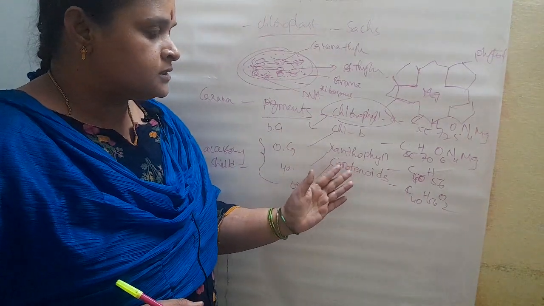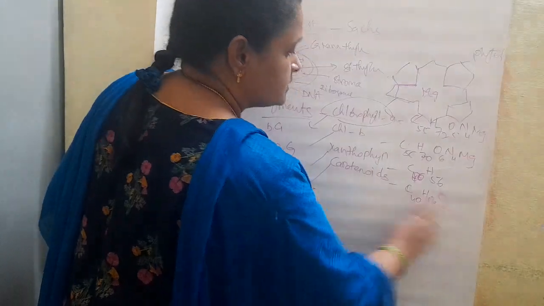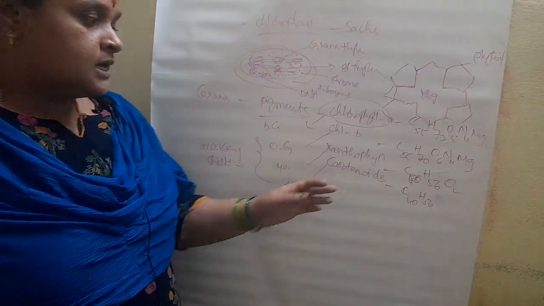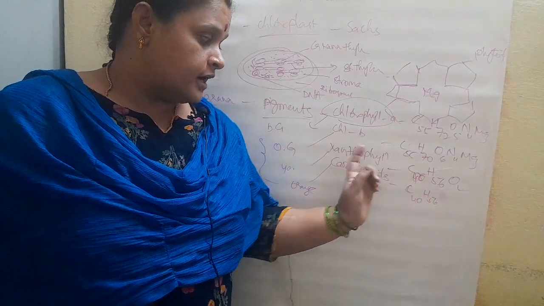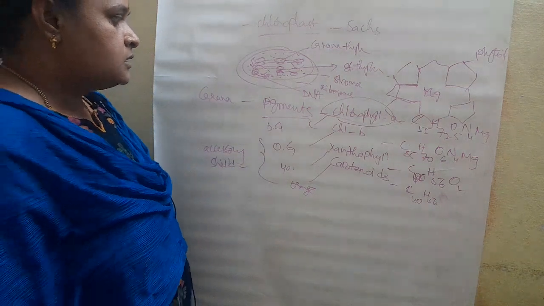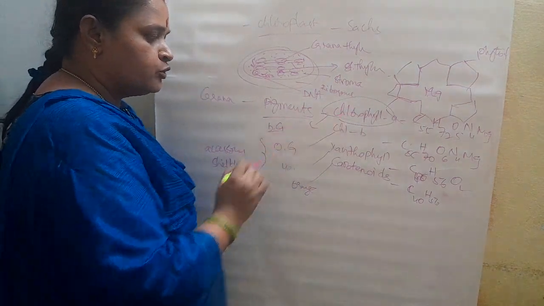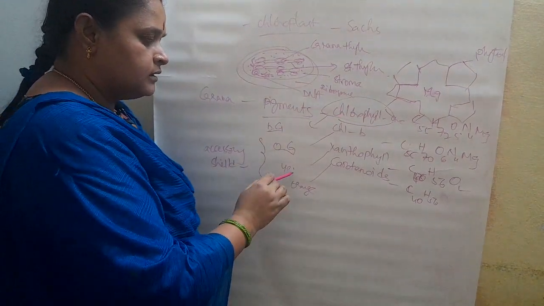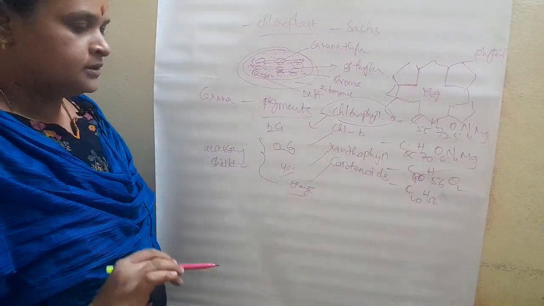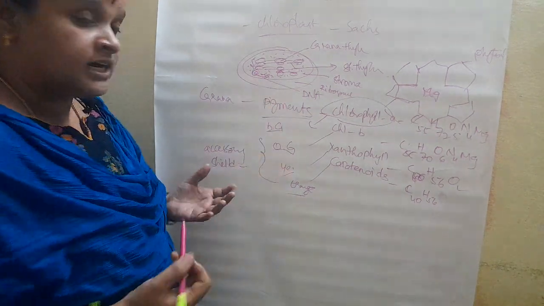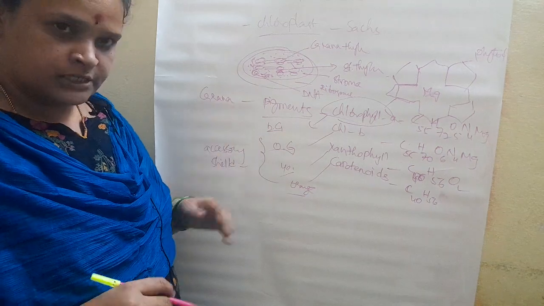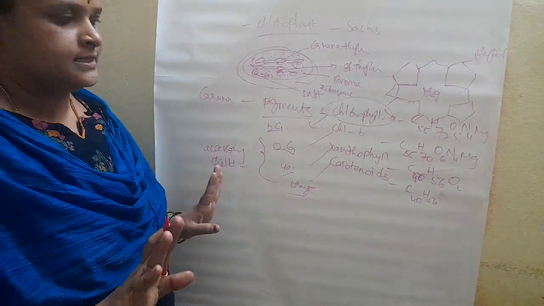Xanthophylls are oxygenated hydrocarbons, not carotenoids; carotenoids are only hydrocarbons. Chlorophyll A will be blue green and chlorophyll B olive green. Xanthophylls will be yellow and carotenoids orange. These are the pigments which trap the light energy. This is the site of photosynthesis and these are the pigments involved in photosynthesis.